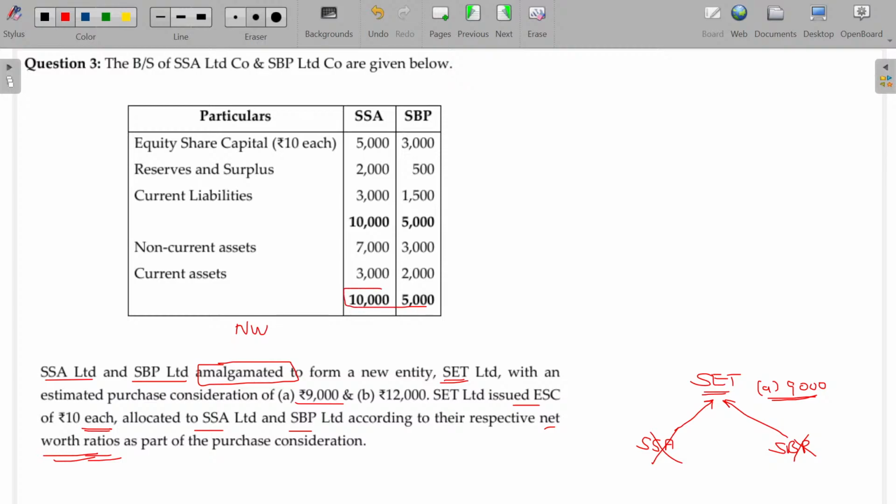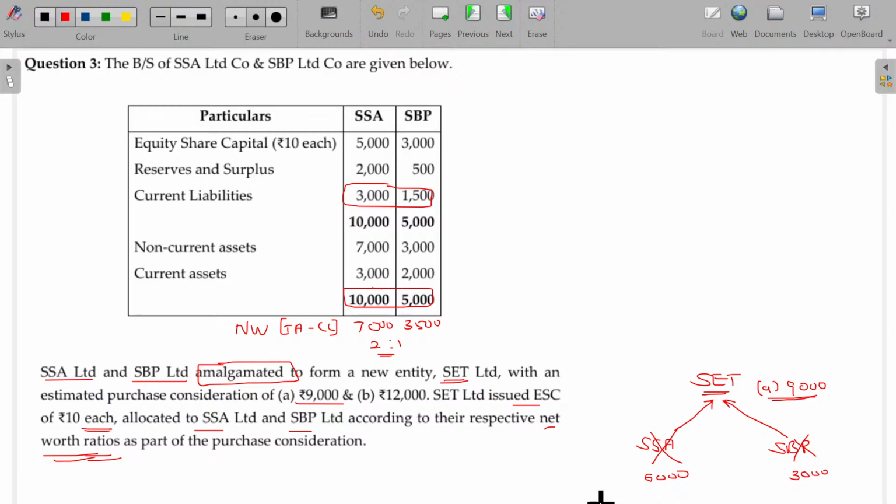This is asset. This will be liability. We have only one liability. Now you can easily find the difference between total assets minus current liabilities. First case 7,000, next case 3,500, and the ratio being 2:1. That is the net worth ratio. This 9,000 is now segregated in that same ratio 2:1. 6,000 is the purchase consideration for SSA. 3,000 is the purchase consideration for SBB.